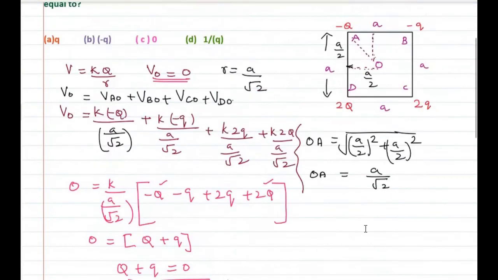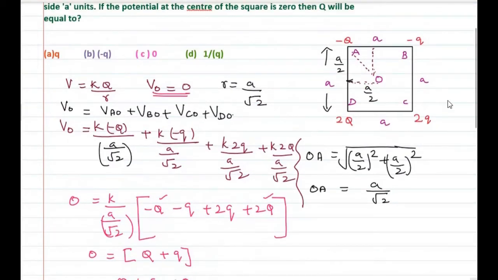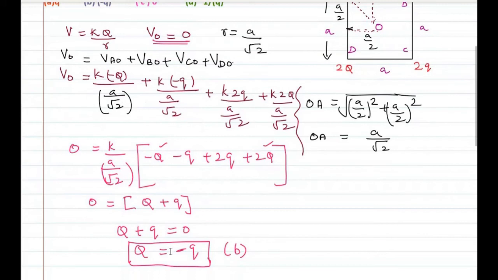So we are just substituting the potential formula from the center to all the corner charges, substituting the values, and taking the summation of all the charges at the center. Then we'll get the answer q is equal to minus Q.